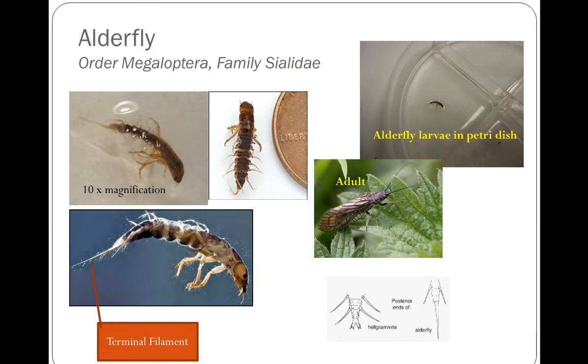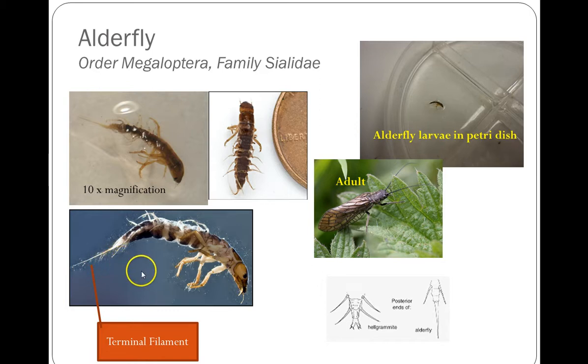Next, in the order Megaloptera, we have the Alderfly, which is family Sialidae, so a different family than the Hellgrammites. Alderflies are considerably smaller than the Hellgrammites, as you can see in this photo of its larva in the petri dish. If we look a little bit closer, you can see that it also has the lateral filaments that the Hellgrammites had, but it is just a much smaller fly. The best way to tell it apart is to look at the end of its abdomen. Alderflies have a single long terminal filament. Some hairs are used as gills also.